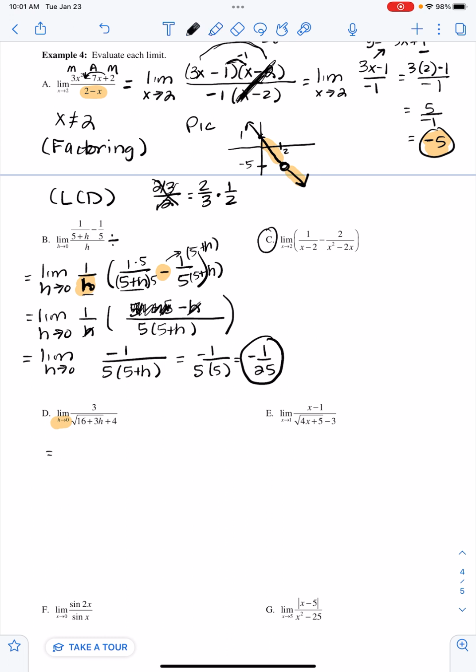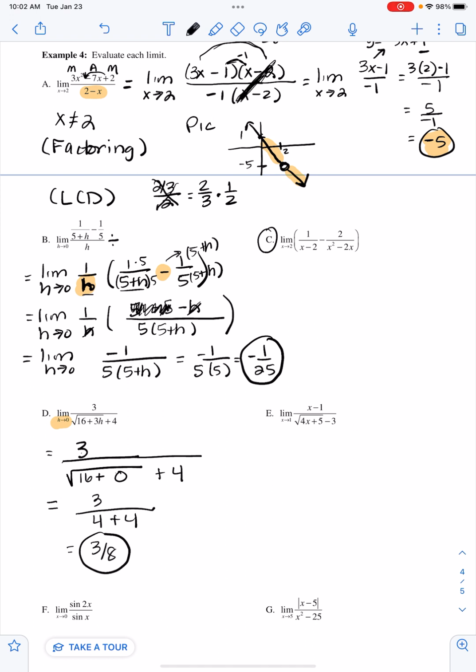So if we plug in, we are going to get 3 on the top, so no worries there. And then we're going to have 16. 3 times 0 is just going to be 0. And then we have this plus 4 outside of the square root. So it doesn't look like that is going to lead to division by 0. So we should be able to see where our hole in our graph is going to be. The square root of 16 is 4. So our hole would be at 0, 3/8.